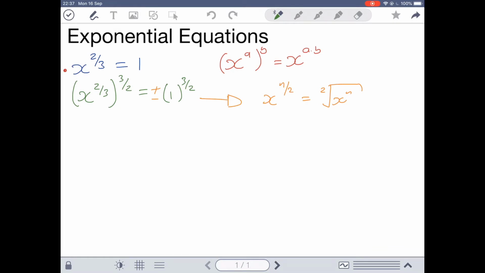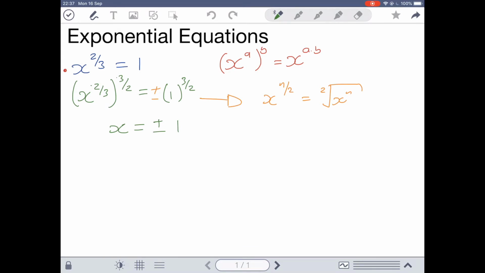In this case, the 2 over 3 and that 3 over 2 will cancel to become 1, so we end up simply with an x on the left-hand side, and on the other side we keep our plus or minus. 1 to the power of 3 over 2 remains just 1, since 1 to any power remains 1. So that's our solution.